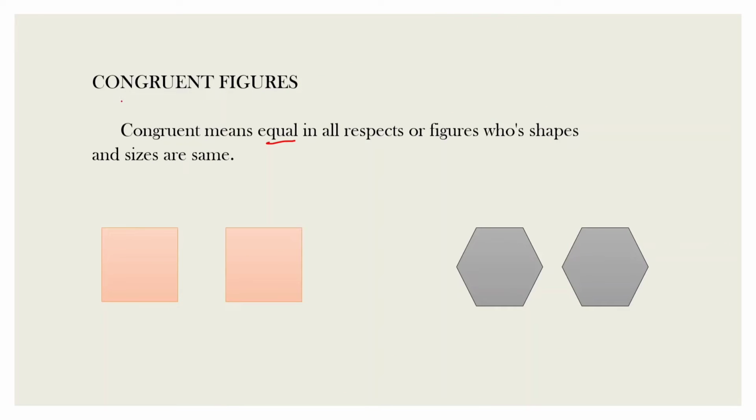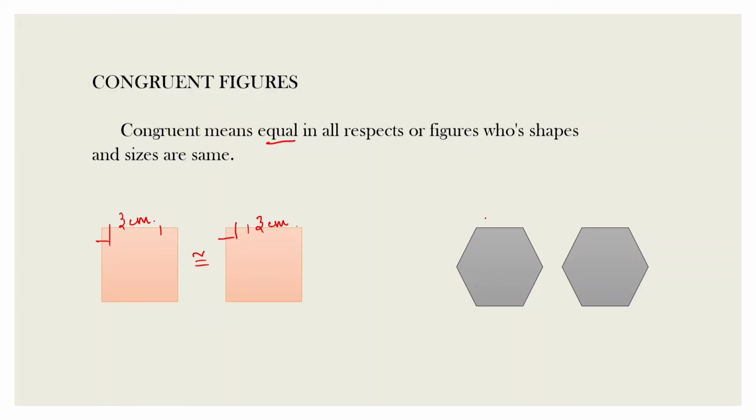Congruent figures. Congruent means equal in all respects, figures whose shapes and sizes are the same. We could say that a pair of shapes are congruent if they are equal in all respects, that is sides and angles. Let's look at these two squares. We could say that these two squares are congruent if both their sides are equal. We know that the squares' angles will also be equal. So, since all of their sides are equal, we could say that these two squares are congruent.